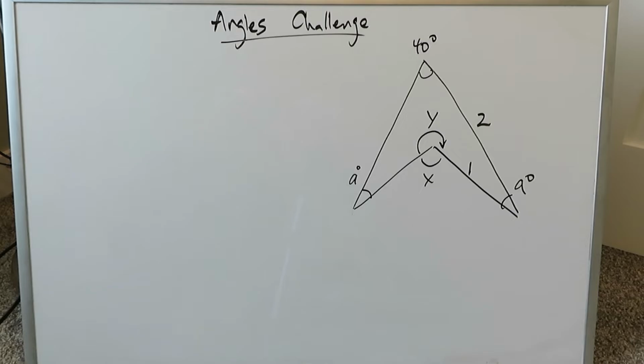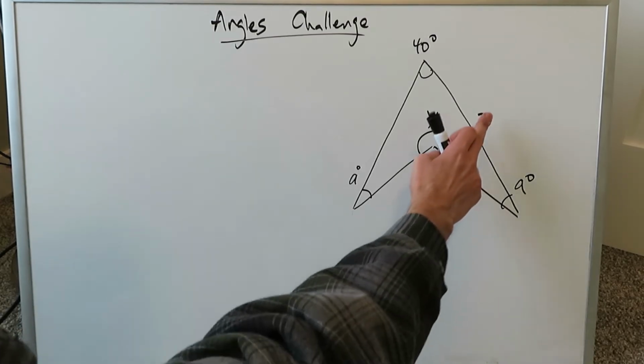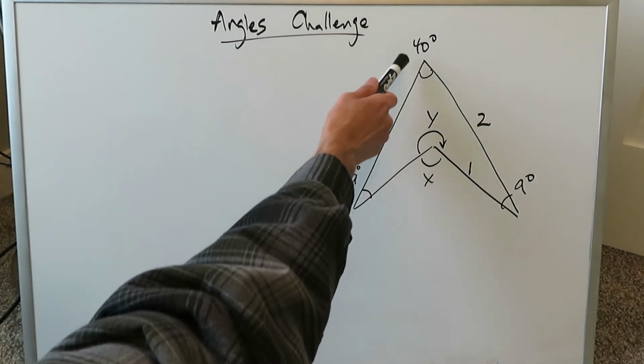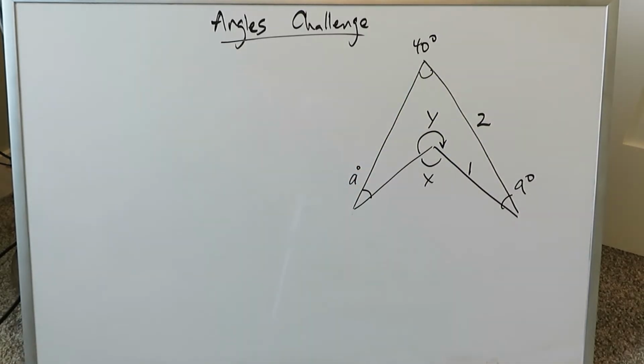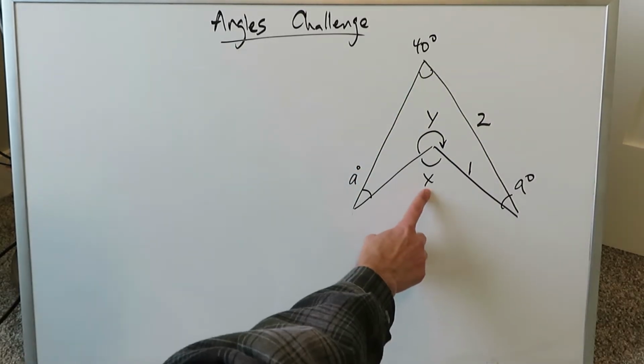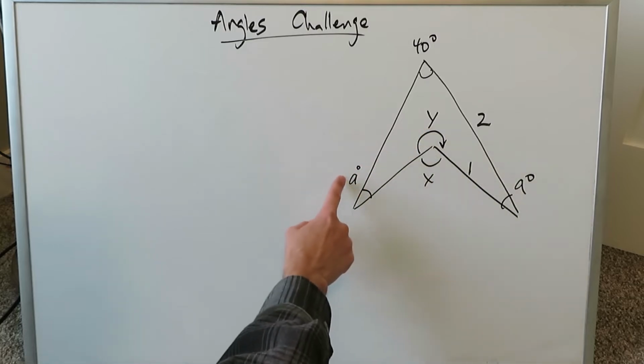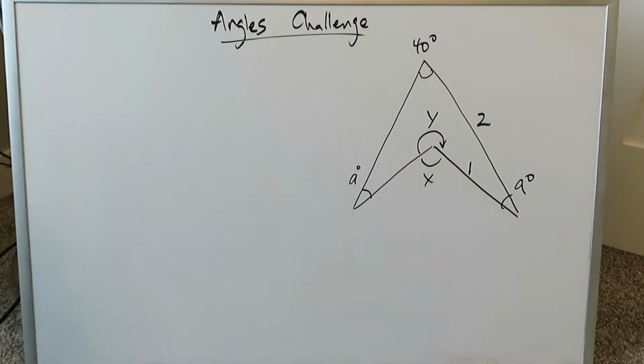We have an angles challenge video over here. We have a specific shape drawn over here. It's really called the chevron. This shape is called the chevron. We have these sides which are labeled, only two sides, 1 and 2 over here. We have an angle that's provided here at the top vertex. We have an angle of 40. We have to find the angle X, we have to find the angle Y, we have to find the angle A, and we have to find this angle A.